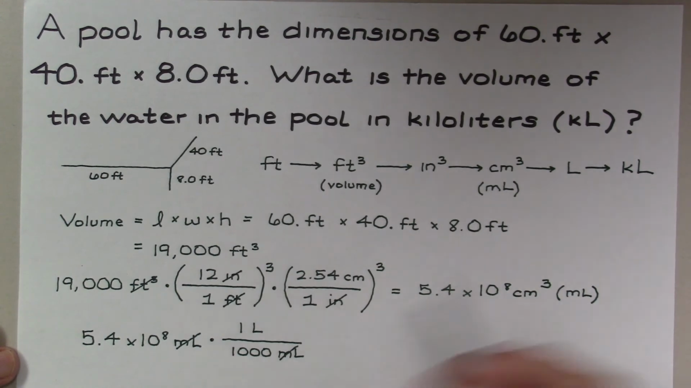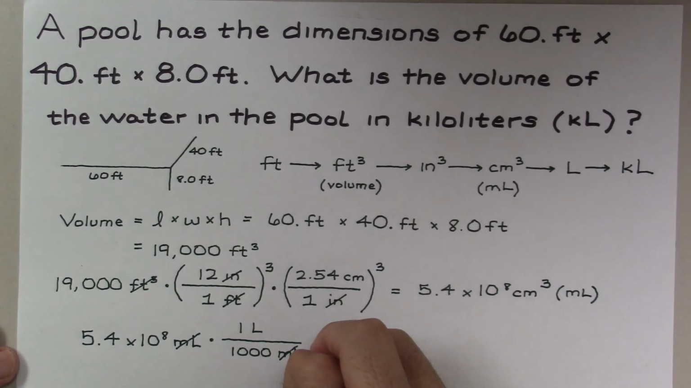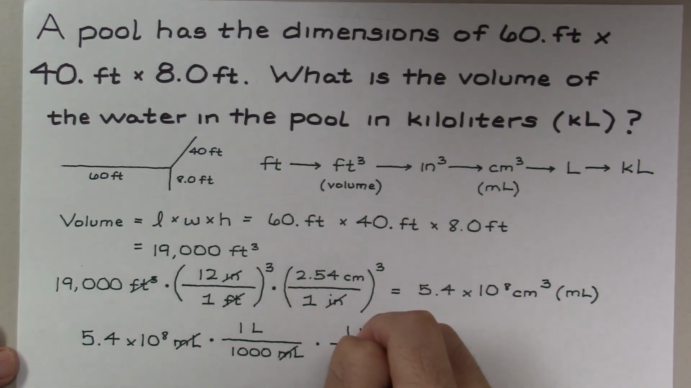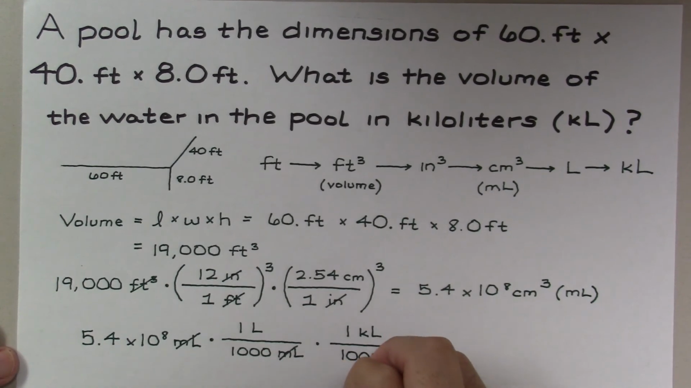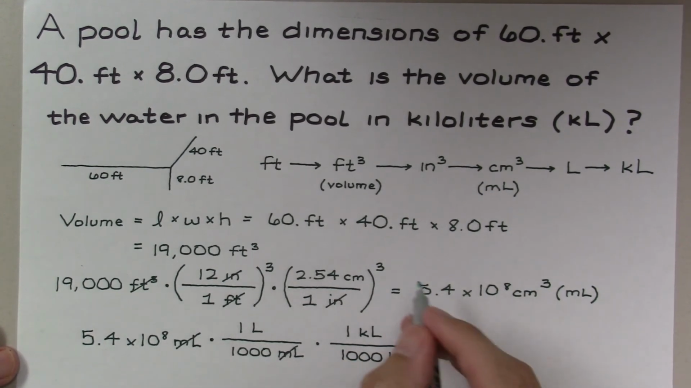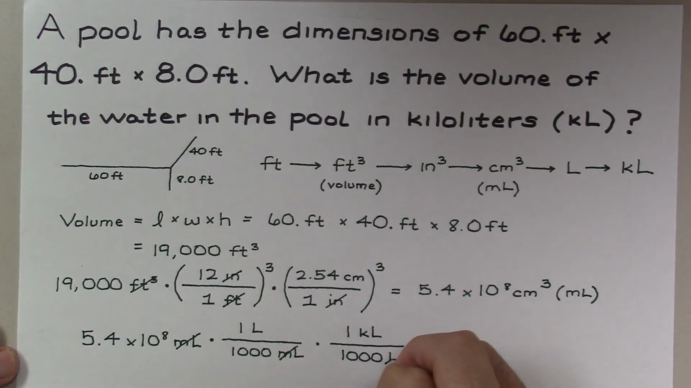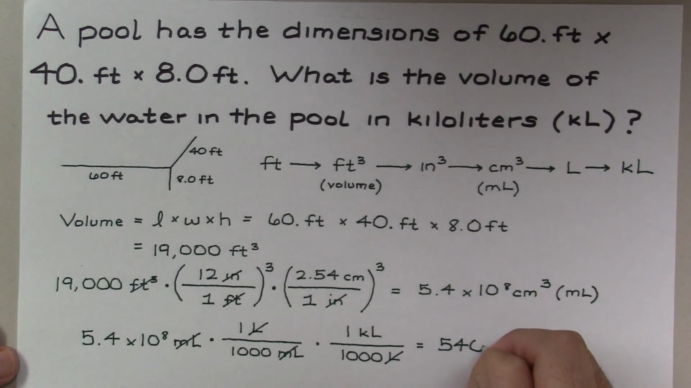But now what we need to do is go to kiloliters. So now we can use the final unit conversion of 1 kiloliter is 1,000 liters. We will cancel out both liters. We have our desired unit. So you want to take your 5.4 times 10 to the 8th, divide it by 1,000, and by 1,000 again, and you will get an answer of 540 kiloliters.